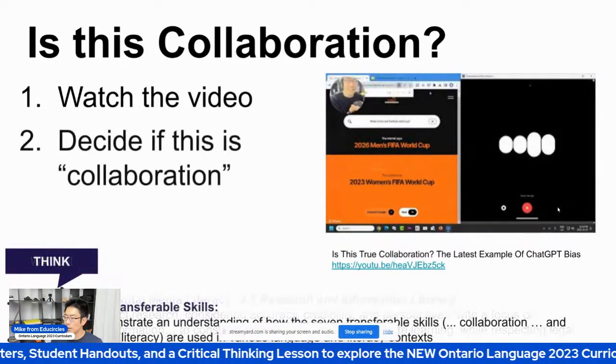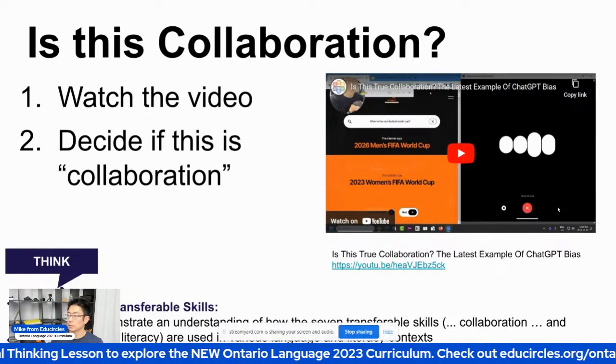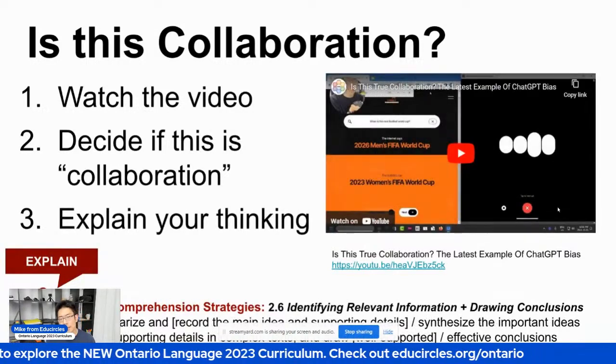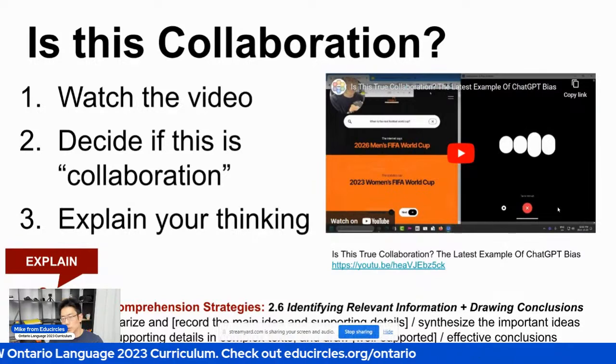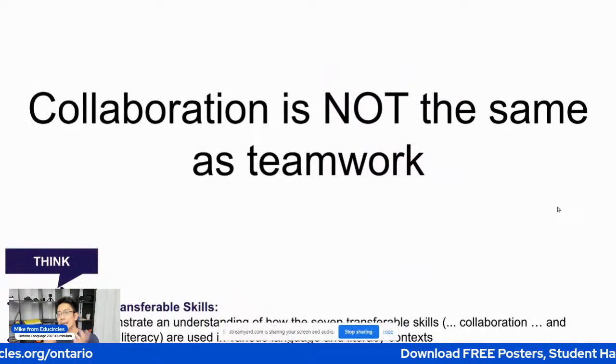We watch the video, and then students have to decide if this is collaboration. We're talking about transferable skills, and then they have to explain their thinking using evidence from the text. So we're doing some comprehension strategies here. And then finally, we go through this idea that collaboration is not actually the same as teamwork, even though we often call it teamwork.